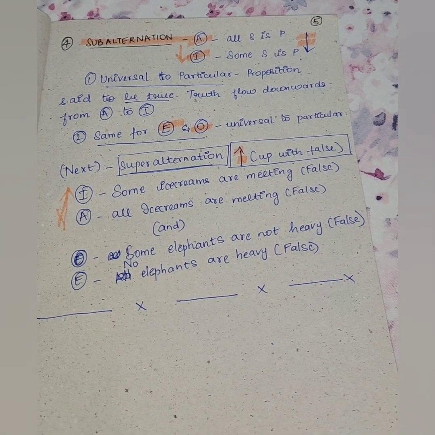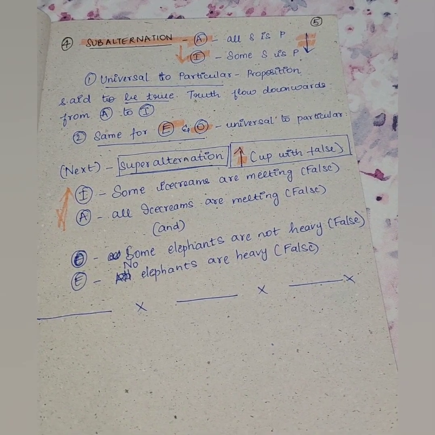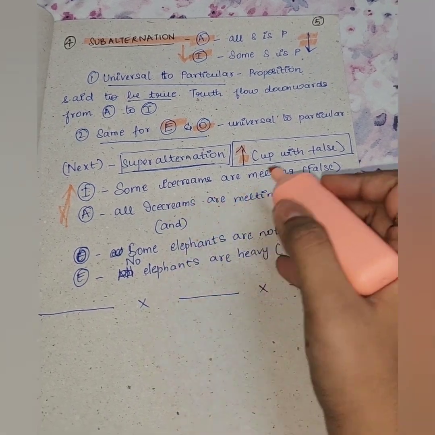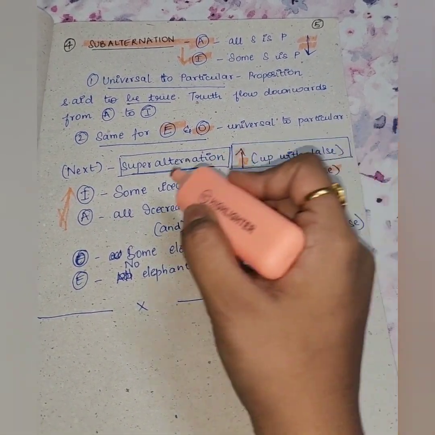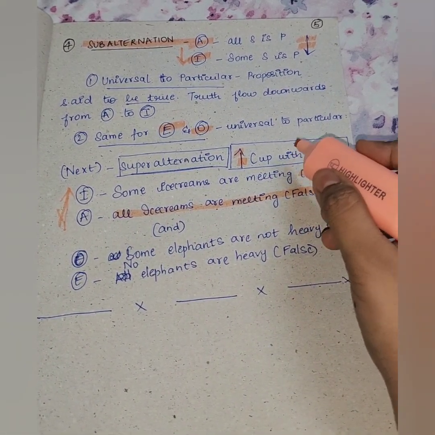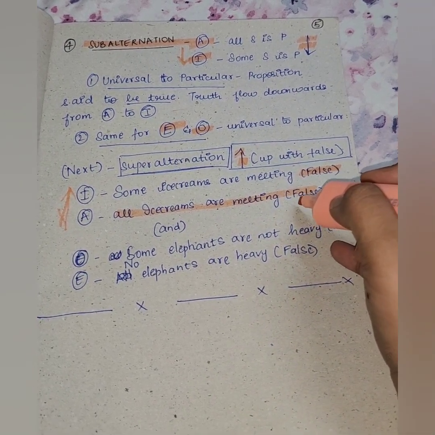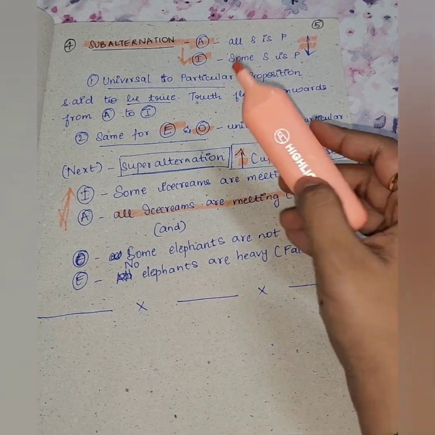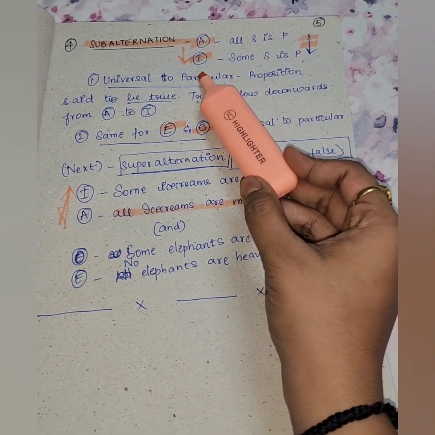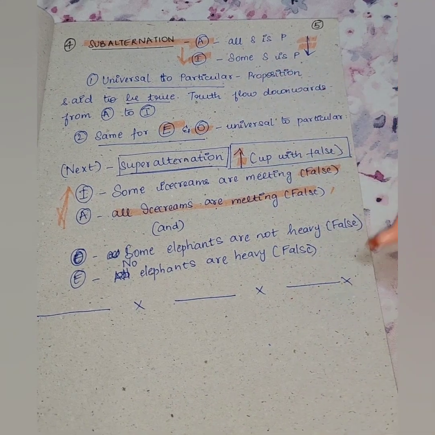And here for superalternation, it goes just the opposite to subalternation. It goes from particular to universal, that is I proposition to A proposition. So some ice creams are melting is said to be false, then all ice creams are melting is said to be false. So here you are going up with the false. So when the proposition moves from particular to universal, then both the propositions are said to be false. That is superalternation. Whereas in subalternation, it moves from universal to particular, that is top to bottom arrow, and that proposition is said to be true. That is the difference between subalternation and superalternation.